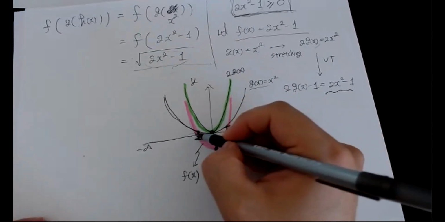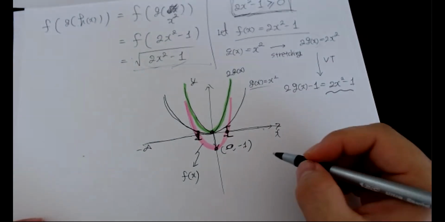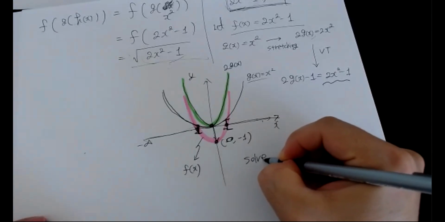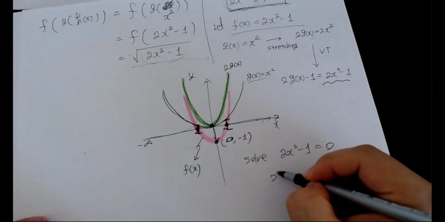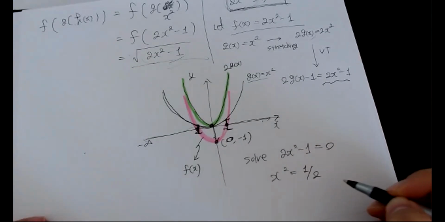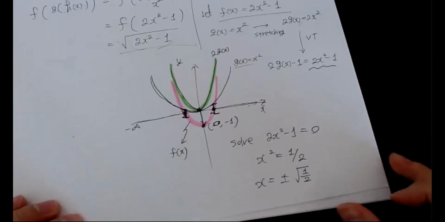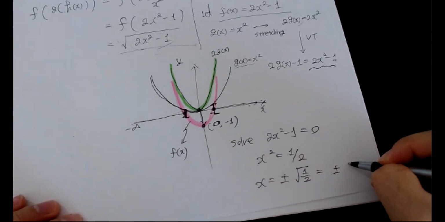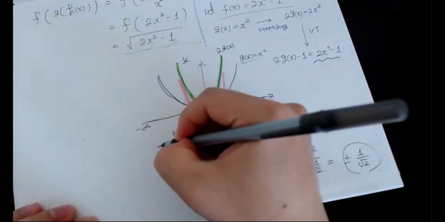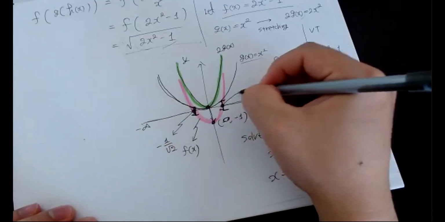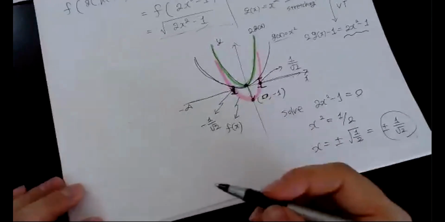So let's find those two intersection points. How can I find them? We solve 2x squared minus 1 equals 0, right? And then x squared is just 1/2, so x is plus or minus the square root of 1/2. This is equal to plus or minus 1 over square root 2. So this one is negative 1 over square root 2, and that one is positive 1 over square root 2.